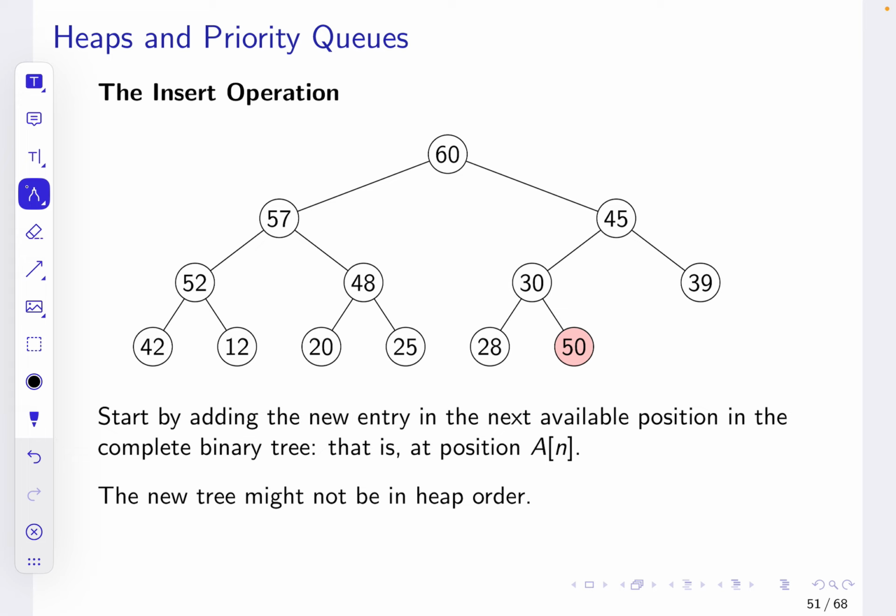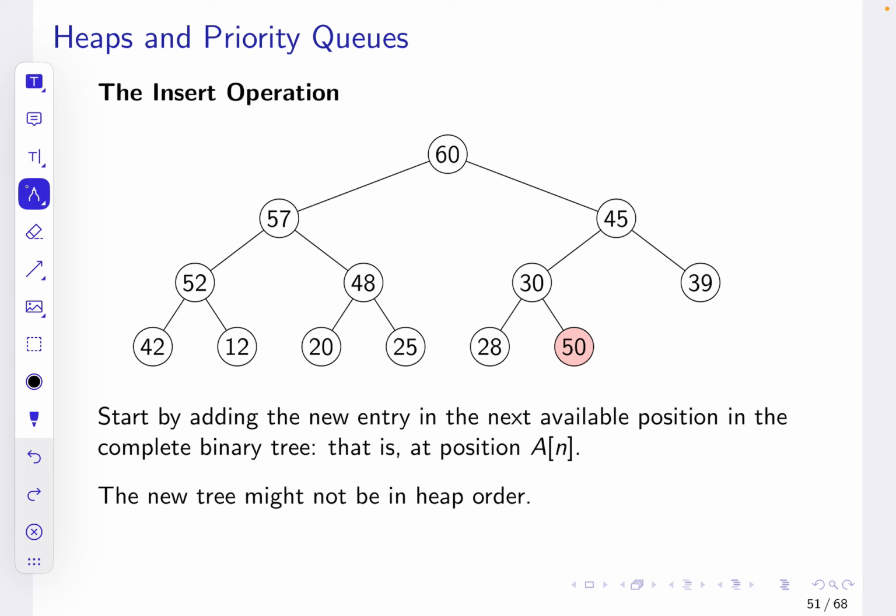We start by adding the new entry in the next available position. In the array representation of this heap, this is going to mean that we put the new entry in the last entry of the array. The last open entry of the array, I should say. There are going to be free indices here and here as well. So you might get lucky and have it so the tree is already in heap order. Don't have to do anything else after this, but we are not that lucky.